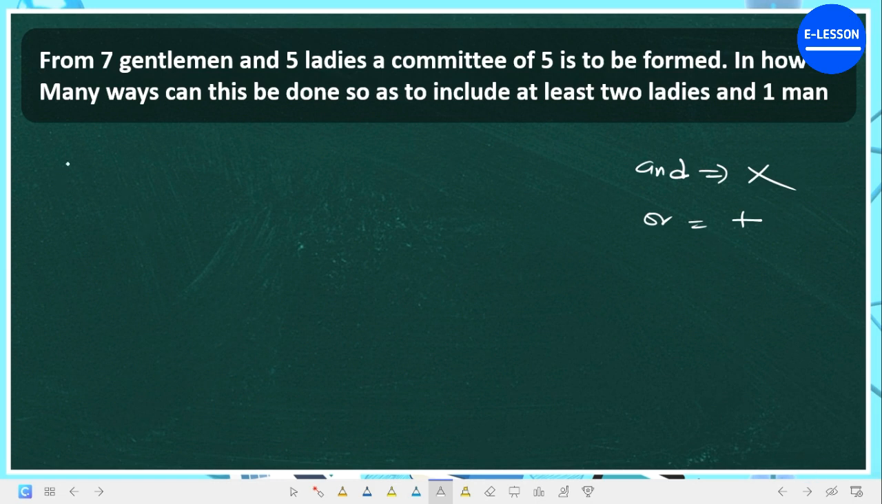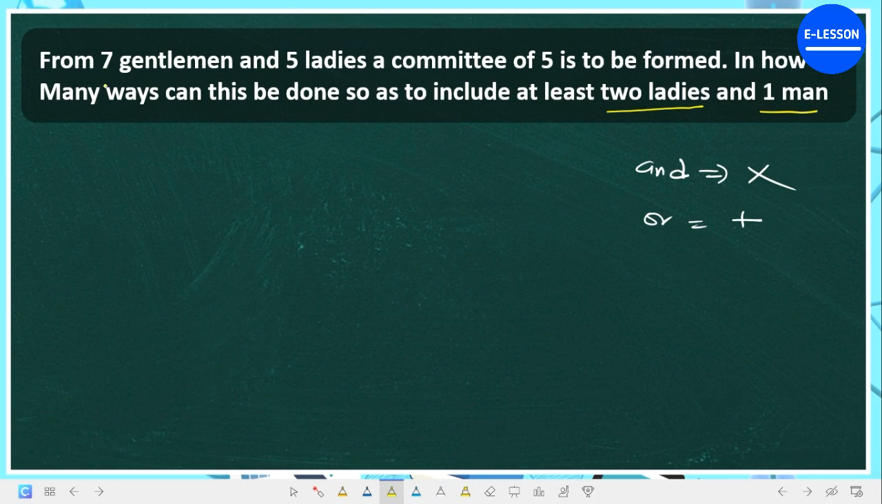So let's analyze this question very well. From 7 gentlemen and 5 ladies, a committee of 5 is to be formed. In how many ways can this be done so as to include at least 2 ladies and 1 man? Now, there are conditions attached to your choosing. You must put 2 ladies if you are choosing and 1 man if you are choosing.